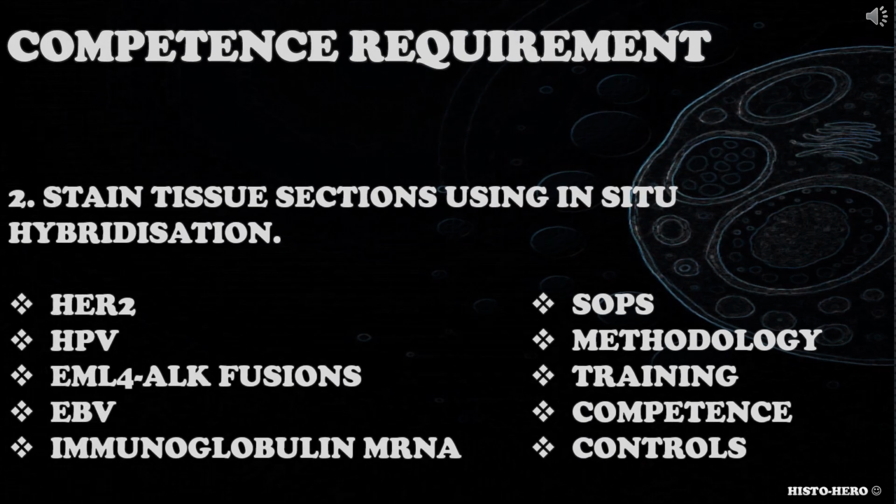The second competence requirement is for you to stain tissue sections using in situ hybridization. How would you stain tissue section using in situ hybridization? What steps would you take and why? What problems could you encounter and how would you deal with them?